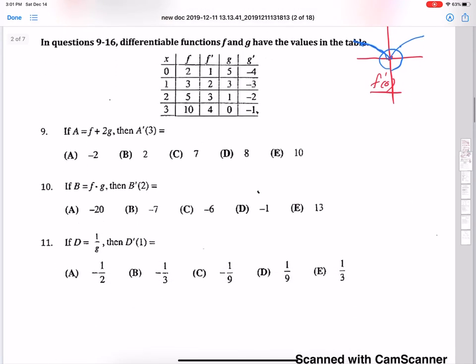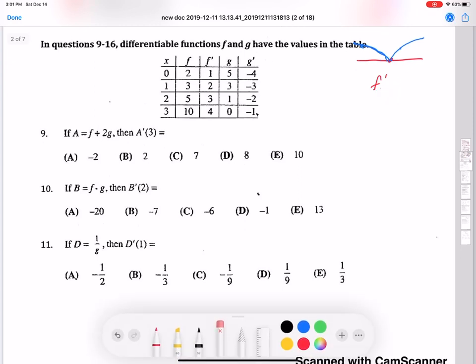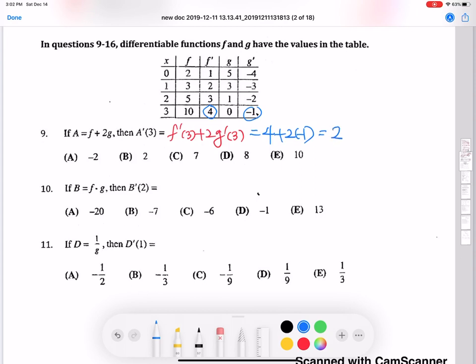Numbers 9 to 16, we have to use this table. Okay, this table is given. Number 9 first. A is f plus 2g. Then what is A prime of 3? A prime of 3 means f prime of 3 plus 2 times g prime of 3, because A is f plus 2g. What is f prime of 3? It is 4, plus 2 times g prime of 3, which is negative 1. So 2 is the answer, B.